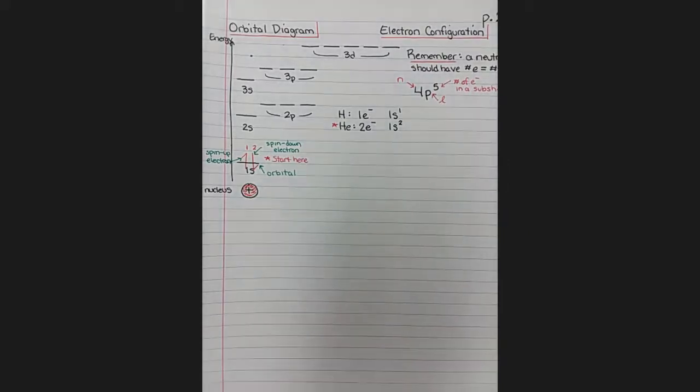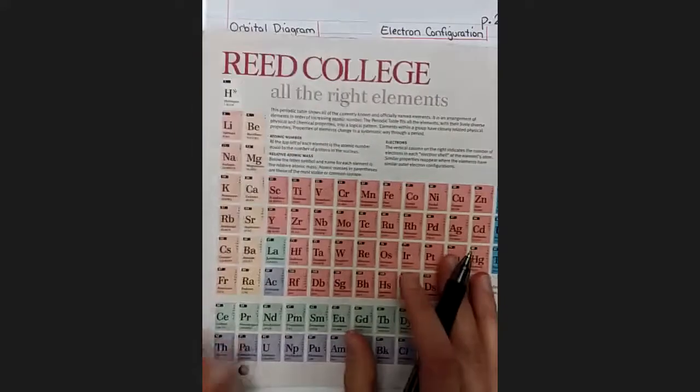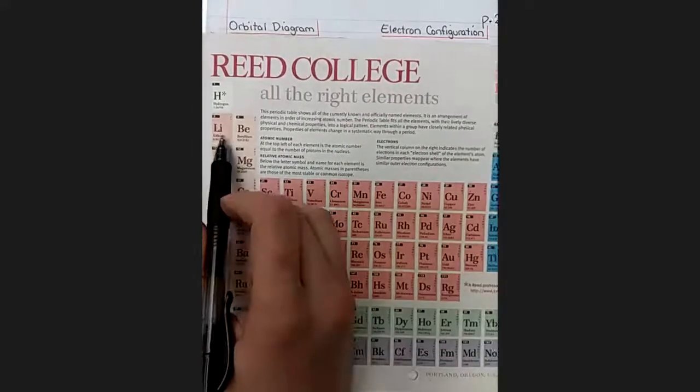All right, let's keep going. We're on a roll here. We're doing electron configurations. We did helium. So if we want to do a 3 electron neutral atom, we'll move to lithium.